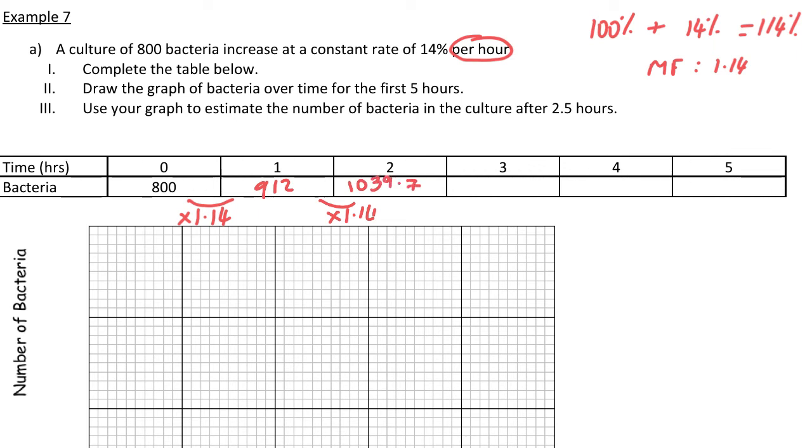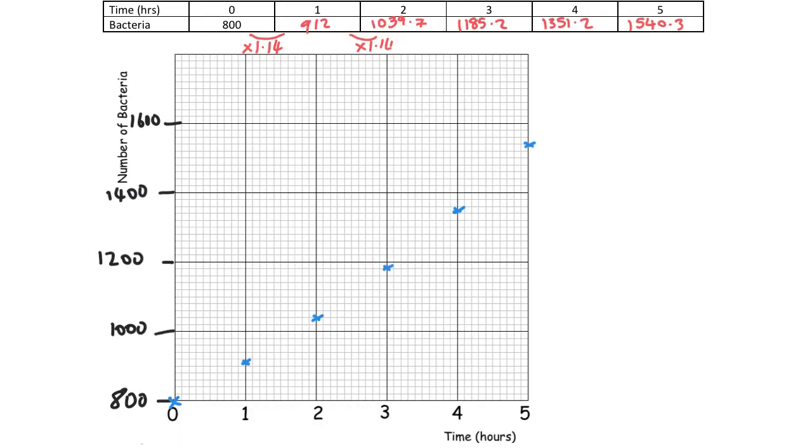1039.7. Multiplying by 1.14 for the next hour is 1185.2. Multiplied by 1.14 gives us 1351.2, and then multiplied by 1.14 for the final time to get 1540.3.